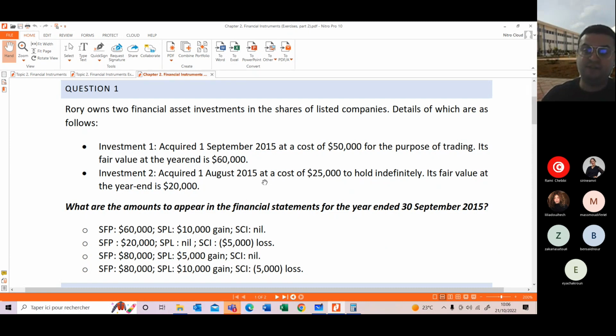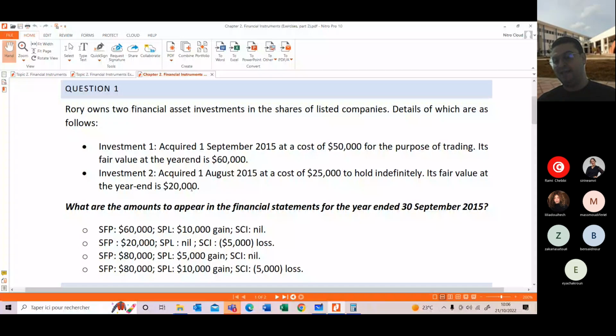So do not invent. So it's a fair value through comprehensive income. So what happened to the investment? The acquisition has been at a cost of 25,000. The fair value by the year end is 20,000. So the asset will decrease by 5,000. And this 5,000 is going to be shown on what? On the statement of comprehensive income in a form of what? Loss. So you see the SCI, the first one is nil, so it's not possible to consider.